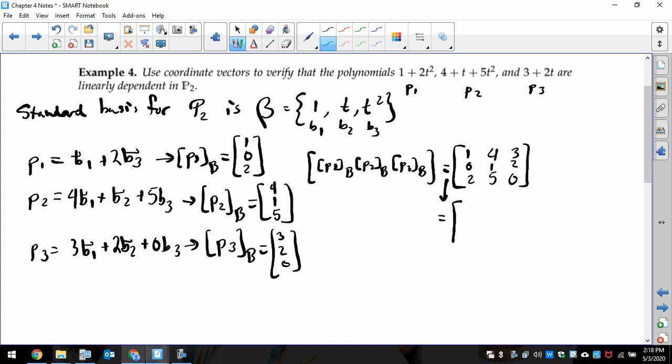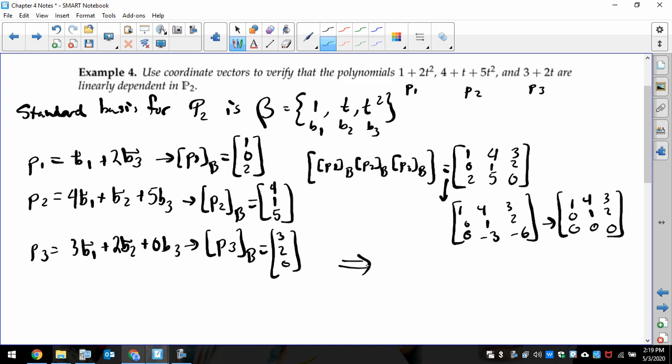So let's go ahead and start row reduction. So this is 1, 4, 3, 0, 1, 2. We'll eliminate that there and subtract 8, so it's a negative 3, and it's going to be a negative 6. And then this last row is just going to be a row of zeros. So the answer is no, they are not linearly independent. They say, are they linearly dependent? The answer is yes. They are linearly dependent polynomials.